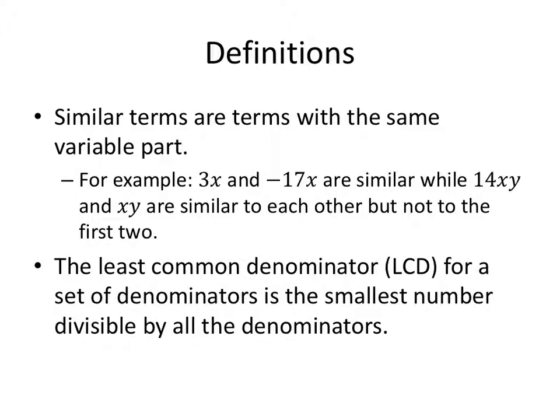Another definition, a term we're going to use a lot, is the least common denominator, LCD. The least common denominator for a set of denominators is the smallest, so least, number divisible by all the denominators. So in common, it's the smallest number that is divisible by all the denominators. Let's take a look.